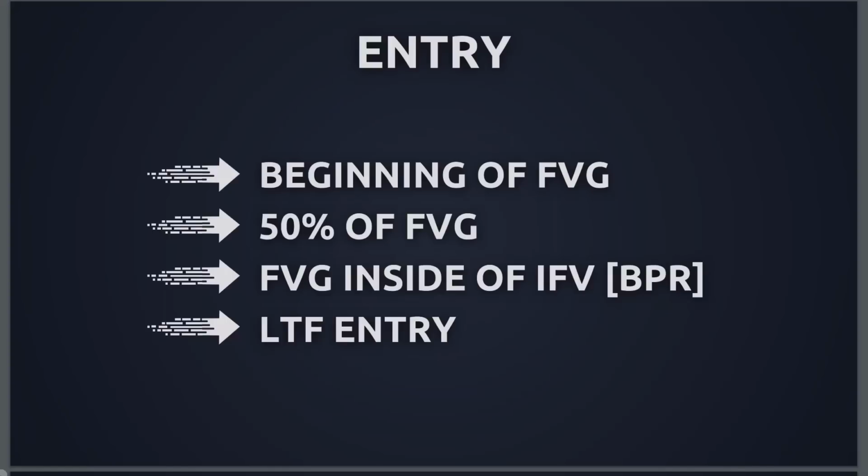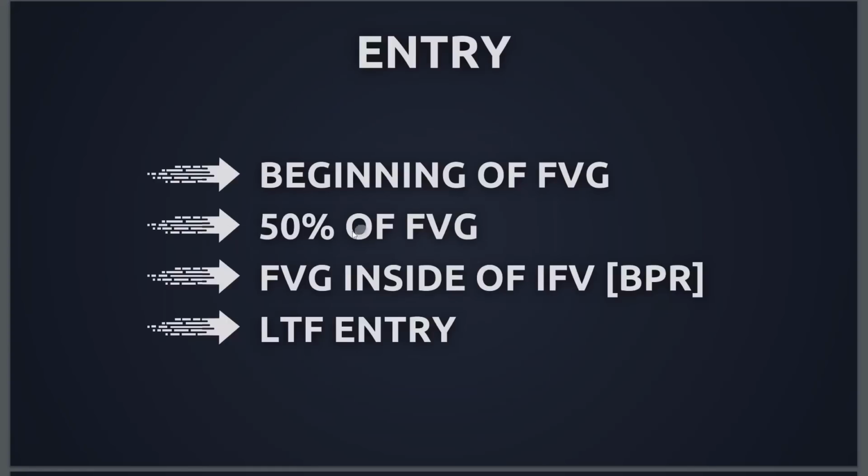However, those are the ones that we're going to cover today, and I'm going to give one example for each entry right here. So we can basically enter at the beginning of the fair value gap. We can also enter at the 50% of the fair value gap. Now, 50% of the fair value gap is going to give us a better reward to risk, but at the beginning of a fair value gap, we're going to enter more trades. So sometimes using the 50% of the fair value gap, we're going to miss some trades, but it's going to give us a better reward to risk.